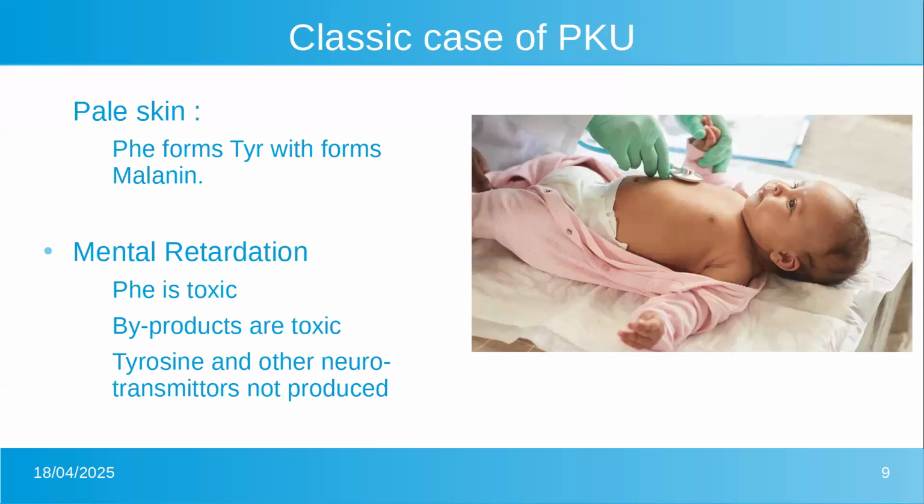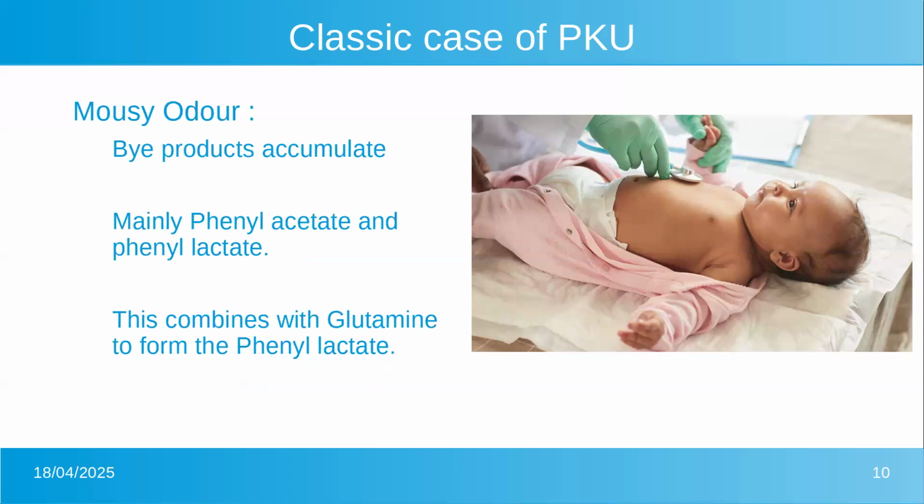Phenyl acetate, phenyl lactate, and phenyl acetyl glutamine. These products, phenyl acetate and phenyl lactate, combine with glutamine to form phenyl acetyl glutamine, and that is the one which is causing the mousy odor, right? Very good. Glutamine should figure somewhere in your answer, right?